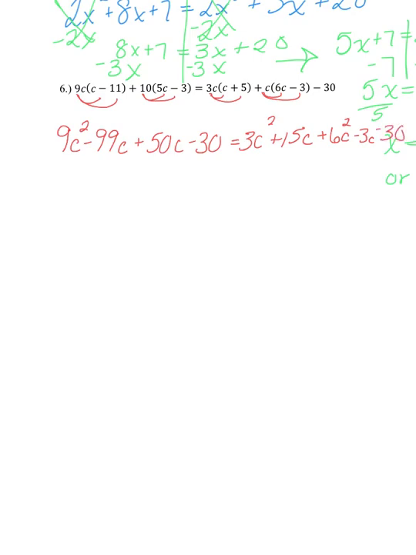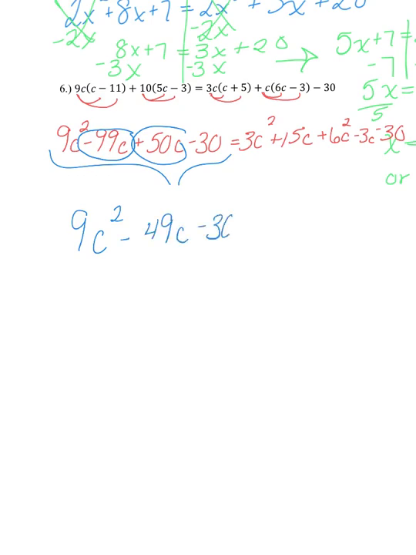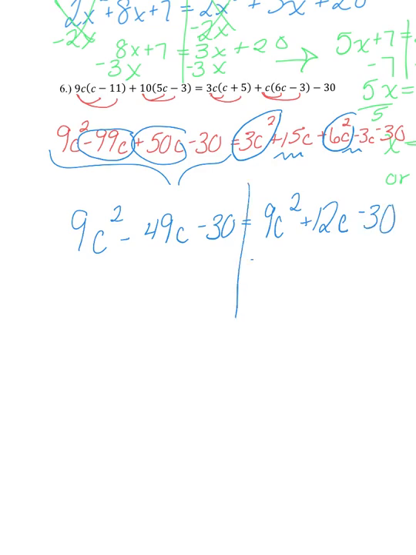All right, let's go ahead and condense this a little bit, shall we? So let's simplify the left-hand side. So I get 9c squared. Now, negative 99c plus 50c is going to give me negative 49c minus 30 is equal to, and then I've got 3c squared and 6c squared to give me another 9c squared. 15c minus 3c gives me 12c, and then we'll bring down that minus 30. We'll go ahead and subtract 9c squared from both sides. They cancel out very conveniently.